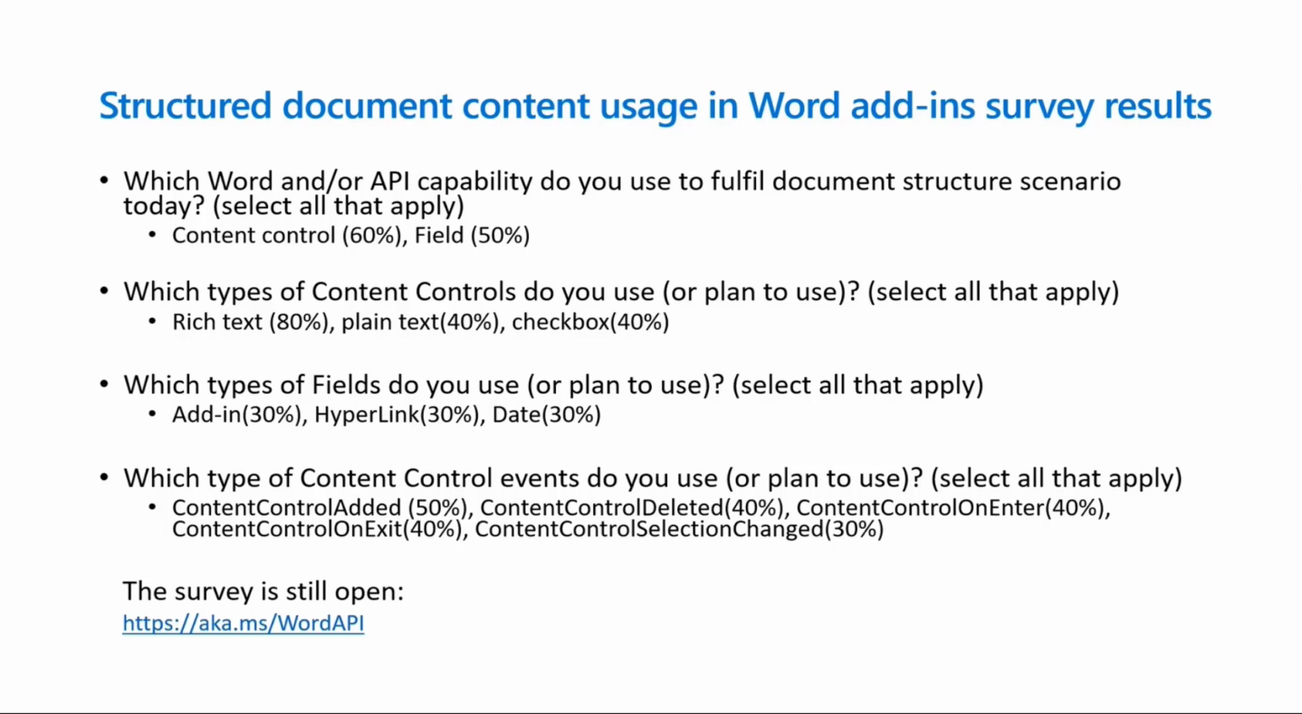For content control events, many partners are waiting for the existing APIs to graduate from preview, and we are working on that. There are also a couple of others listed there, but these 5 content control events are the top ones. The survey is still open. You can still access it and provide your feedback if you want to share your background and how you use these with us.